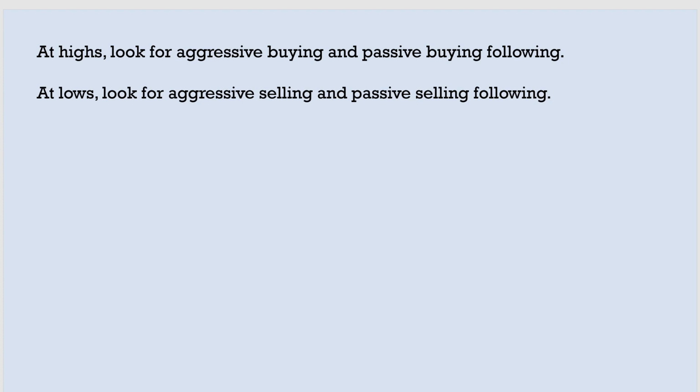At lows, look for aggressive selling, and then the passive selling following. What I mean is people hitting the bid. Ideally, if you can see some imbalances, great. If not, it's not the end of the world. But then what you want to see is big size offers holding the market down, putting a cap on people trying to buy the market to move it back up.